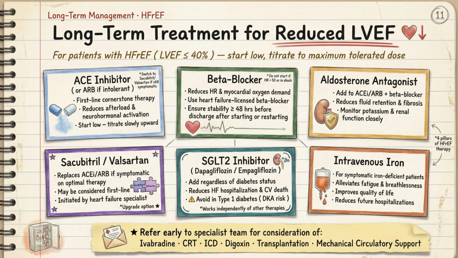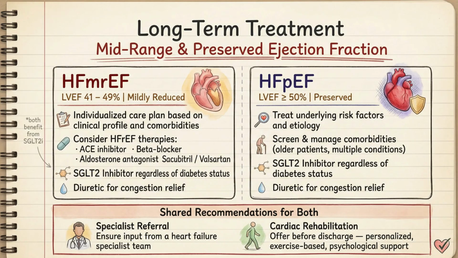Intravenous iron for symptomatic iron-deficient patients. Alleviates fatigue and breathlessness, improves quality of life, and reduces future hospitalizations. And finally, refer early to the specialist team for consideration of ivabradine, CRT, ICD, digoxin, transplantation, and mechanical circulatory support. For our patients with mid-range and preserved ejection fraction, the approach is different, but SGLT2 inhibitors remain central to both.